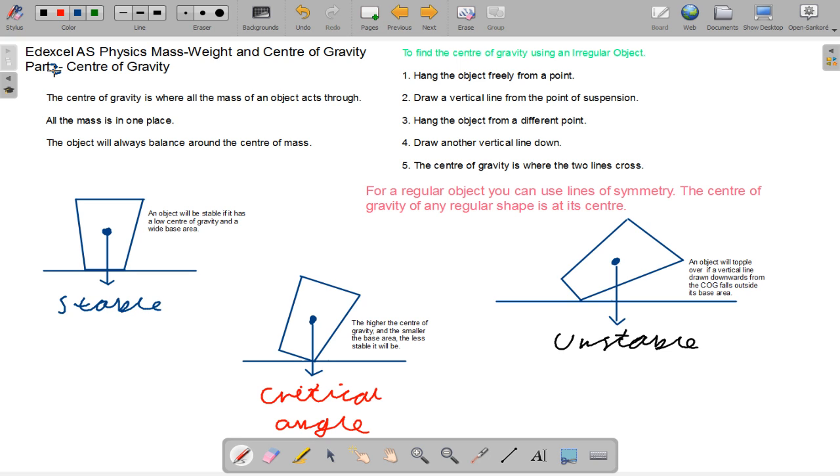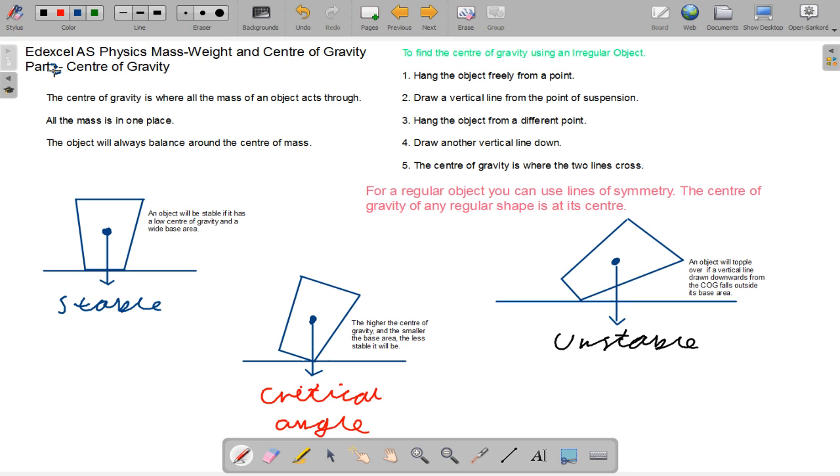So if you hang an object freely from a corner, if it's not a perfect sphere but, say, a square or a rectangle, then you can hang it from a point, and draw a vertical line from the point of suspension, and then hang the object from another point, draw another vertical line down, and then find the centre of gravity where the two lines cross. No data is collected for this particular experiment. It's just to find where the centre of gravity lies.